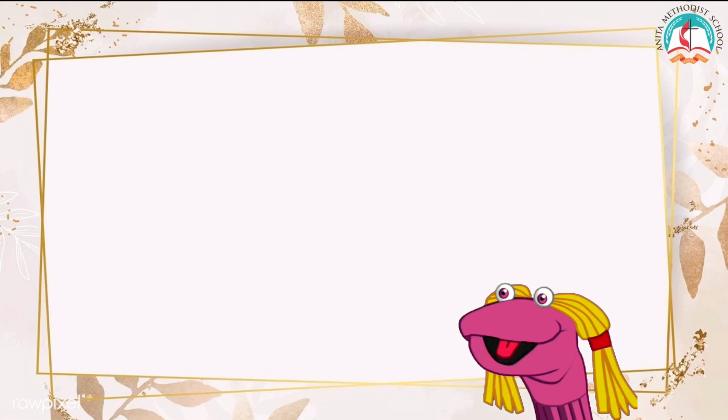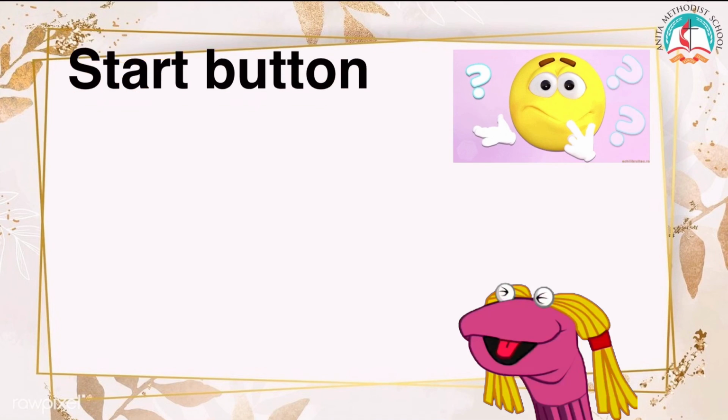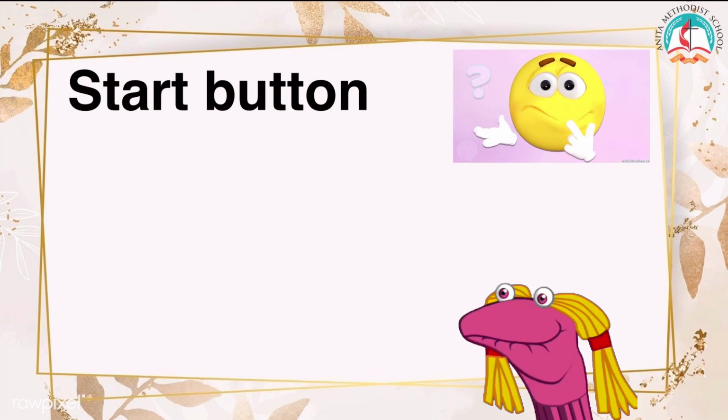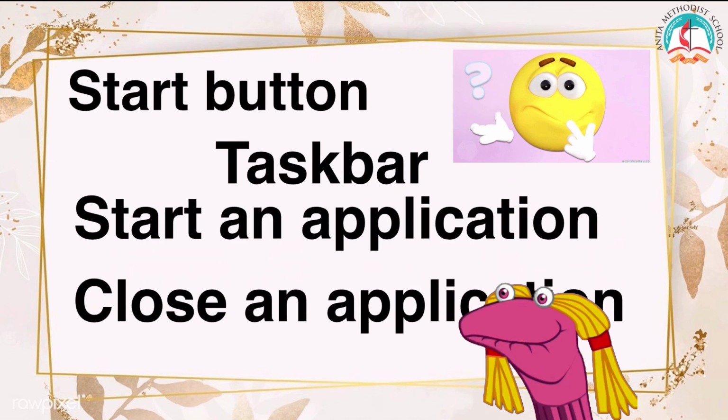Okay, we come to the end of the class, children. What have we learnt? First, we learnt about the start button and its functions. Second, the taskbar. Third, how to start an application. Fourth, how to close an application.